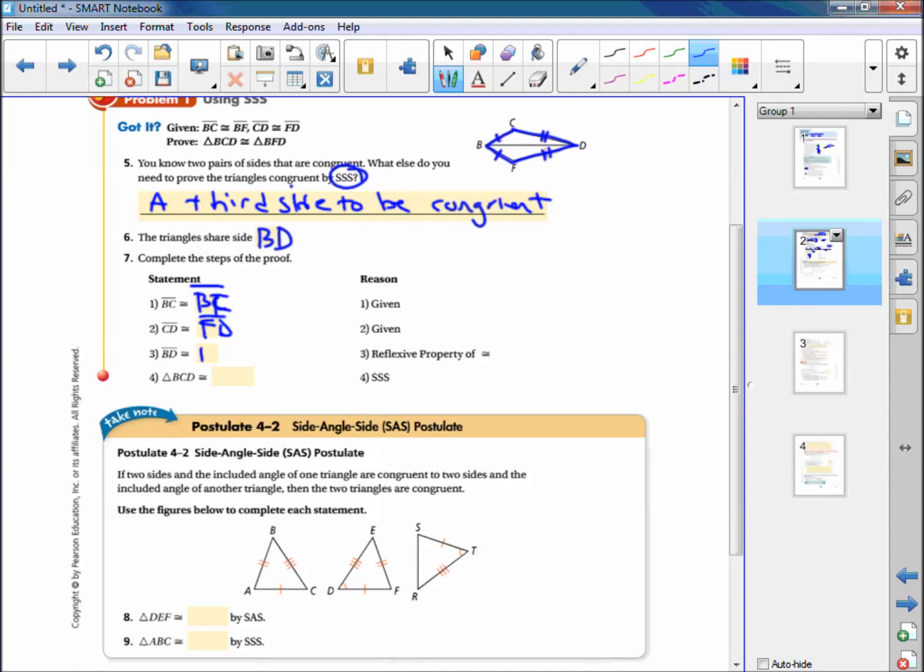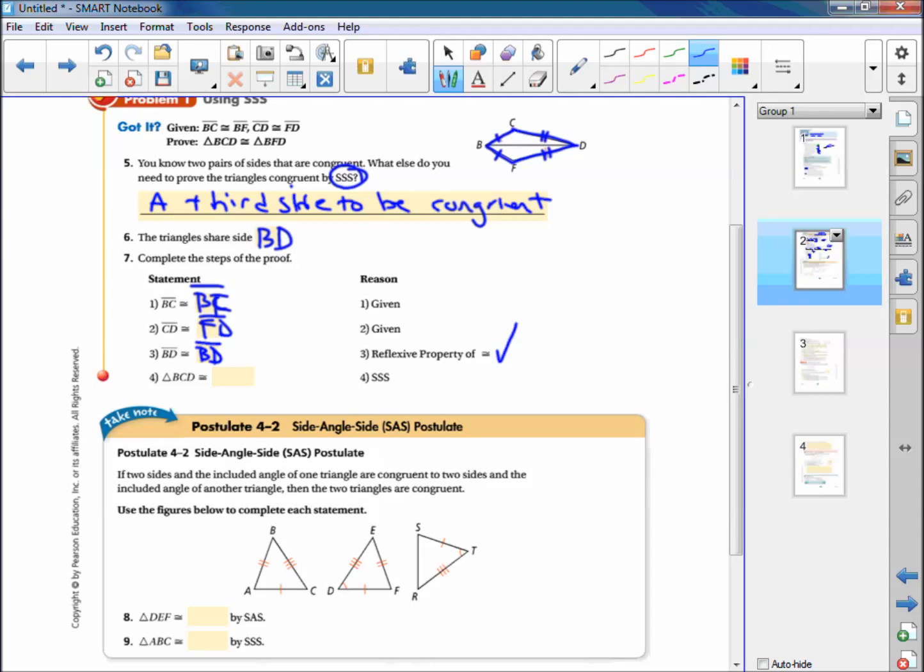So the third side's the same in both, so we could say BD is the same as both, and that's our reflexive property of congruence. So we never thought we would use that. BD is the same as BD. Why would we need that? Well, here we go. Now we can say BD is the same in both triangles.